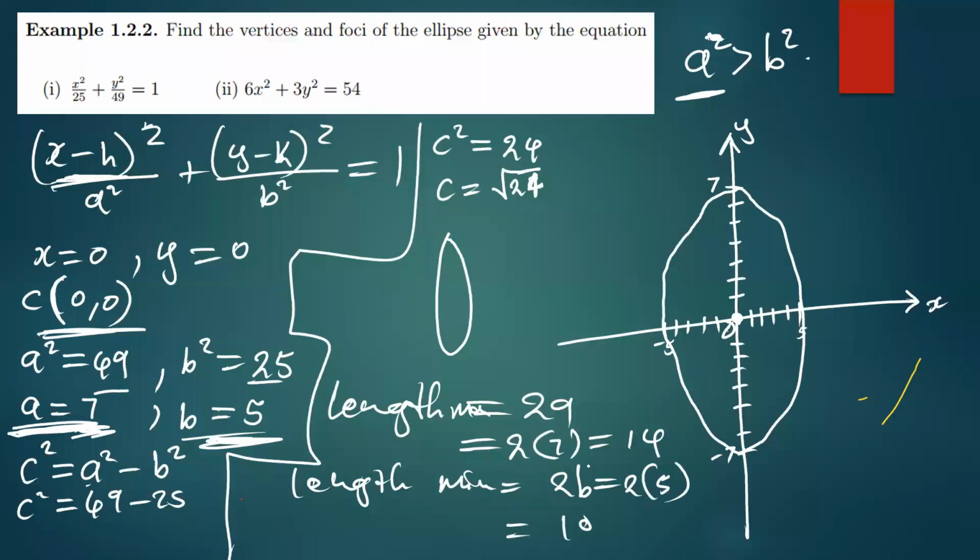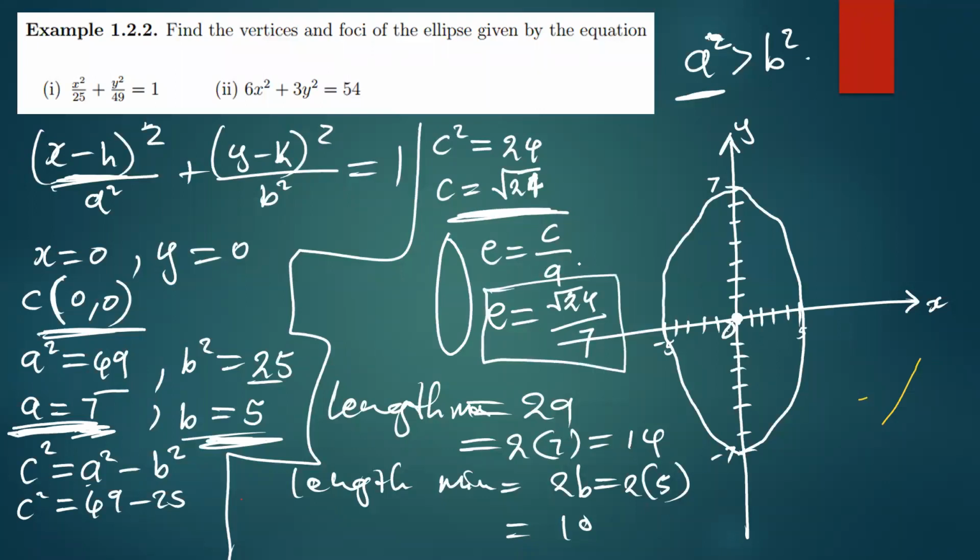So here, I don't know if I've forgotten anything, the eccentricity. Okay, so eccentricity is simply given by C over A. So eccentricity is equal to, the value of C is the root of 24, over A. So the value of A in this case is 7. So we put 7 there. Okay, so this is the eccentricity.